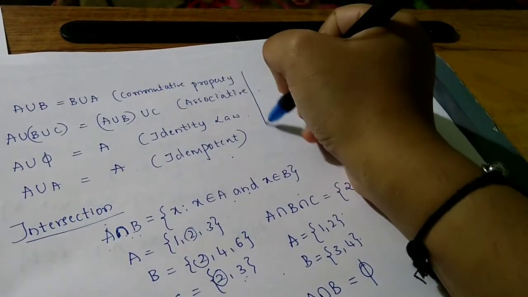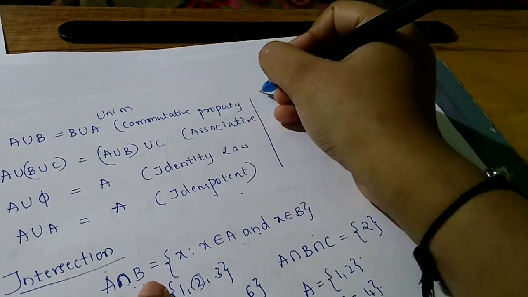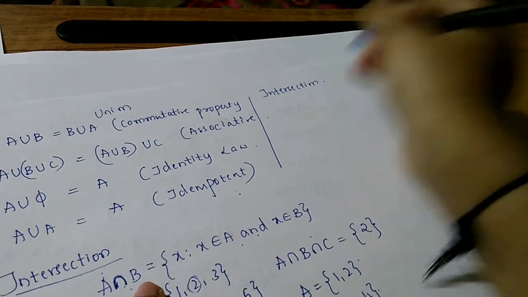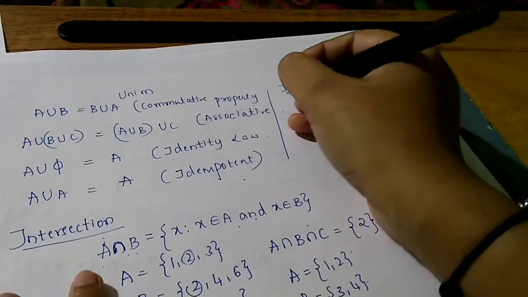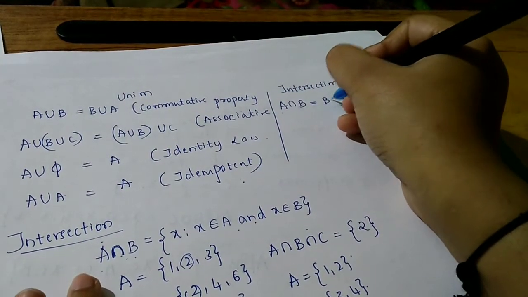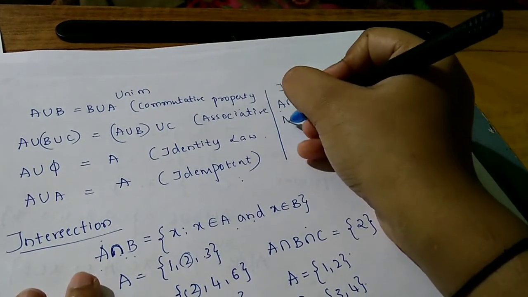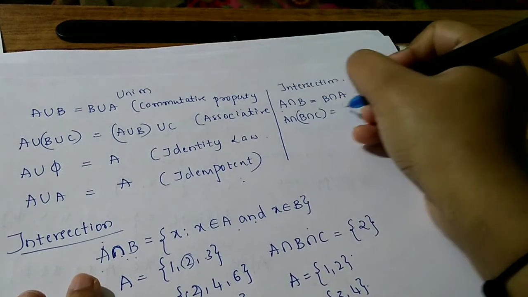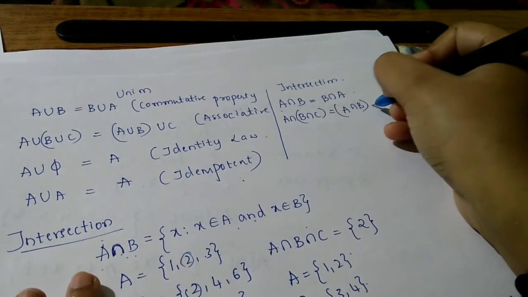What are the properties of intersection now? So these were the properties of union, and now the properties of intersection. Here also the same properties will hold. Commutative is the same: A intersection B is equal to B intersection A. What about associative? A intersection B intersection C is equal to A intersection B intersection C.